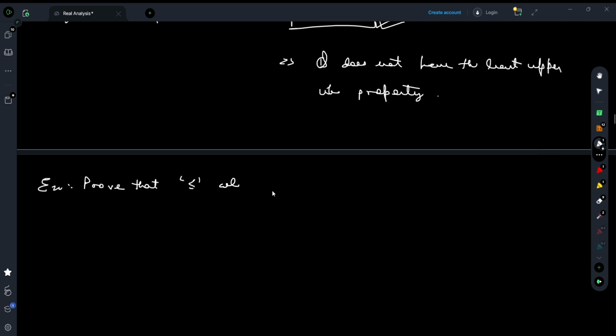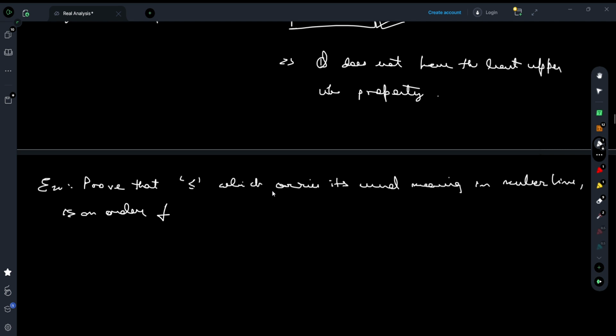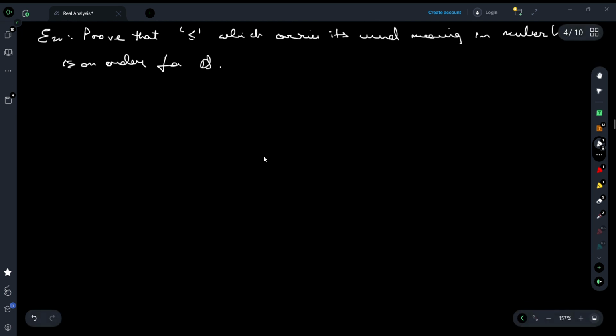I'm giving you a brief exercise. Prove that the symbol less than, which carries its usual meaning on the number line, is an order for Q. Okay, prove this. Clear?